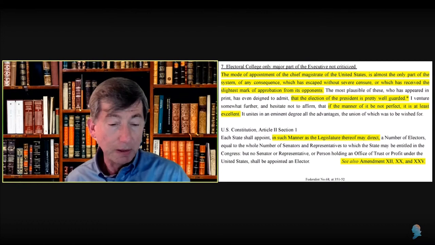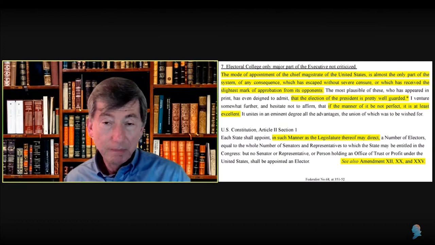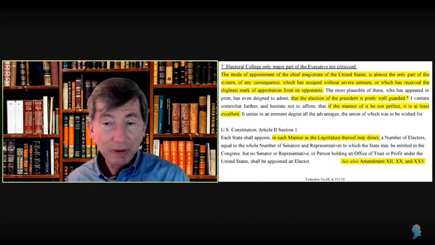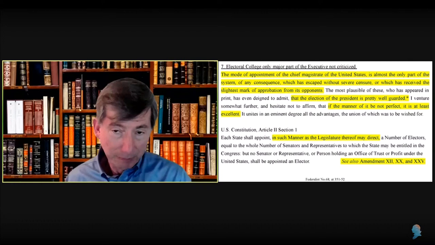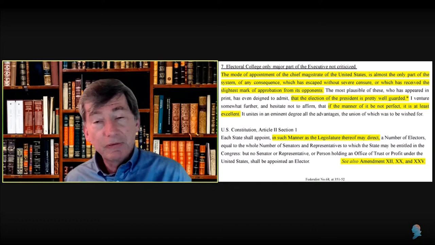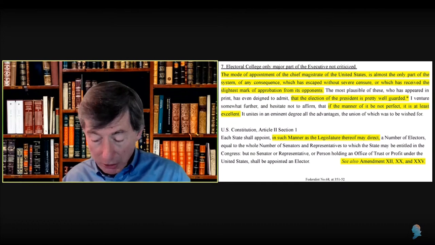Here is Article 2, Section 1 right here. Each state shall appoint in such manner as the legislature thereof may direct. The problem was, under the COVID pandemic, many states engaged through the executive branch in actions that were completely inconsistent with the statutes passed by the legislature. Now, the courts didn't take up this argument, if it was even made at all. I don't know. I didn't look at all these cases. But that was the argument made to Pence. I know that. And the legislatures were not even in session, many of them, at the time when these critical votes were taken. So the request to send it back to the states was perfectly consistent with the Constitution.